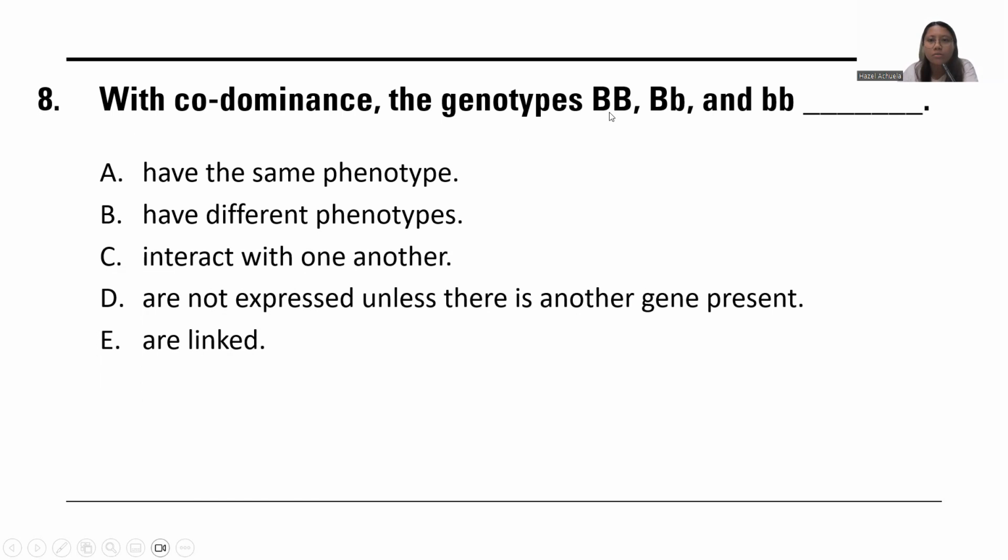with codominance, the genotypes homozygous dominant B, heterozygous B, and homorecessive B, A, have the same phenotype. B, have different phenotypes. C, interact with one another. D, are not expressed unless there is another gene present. Or E, are linked. Okay, apply natin yung elimination method.